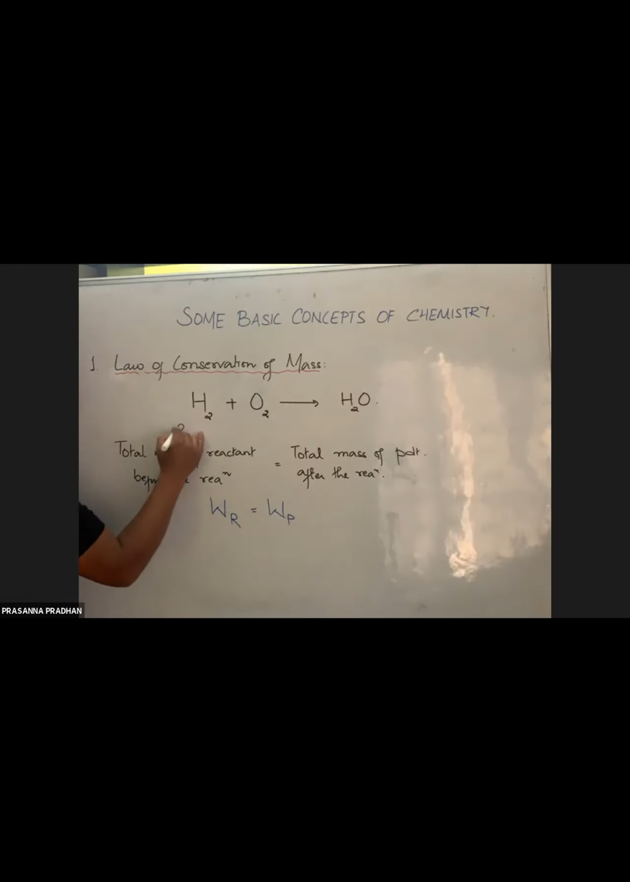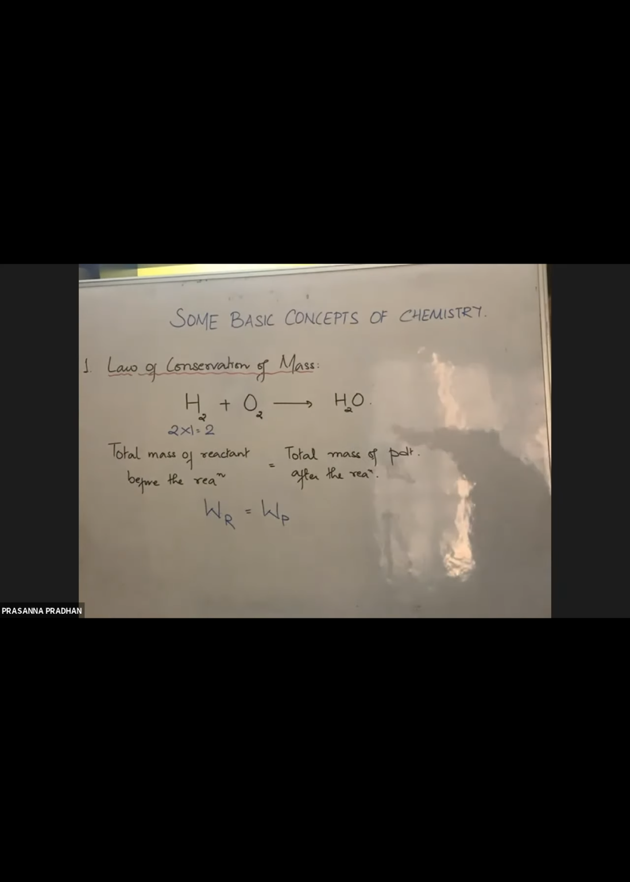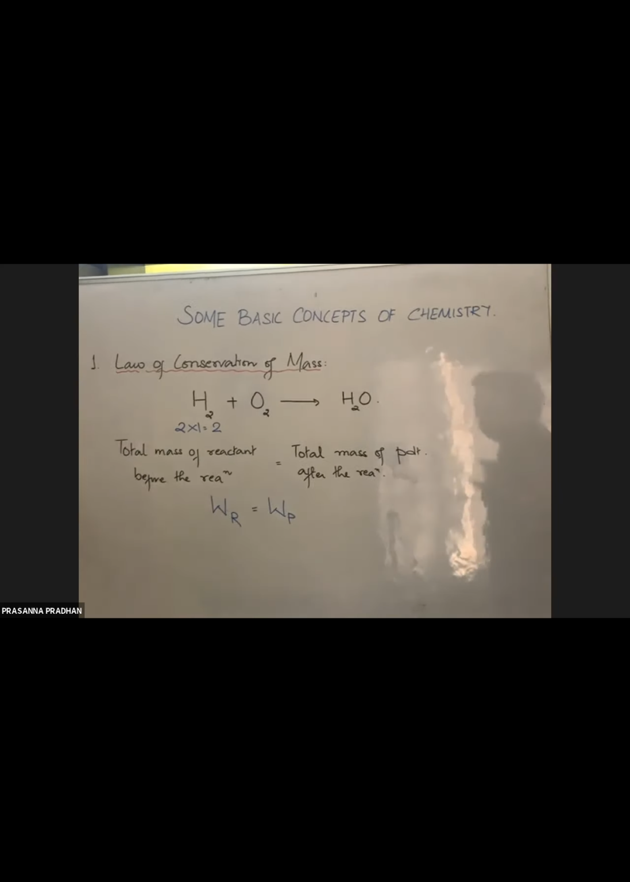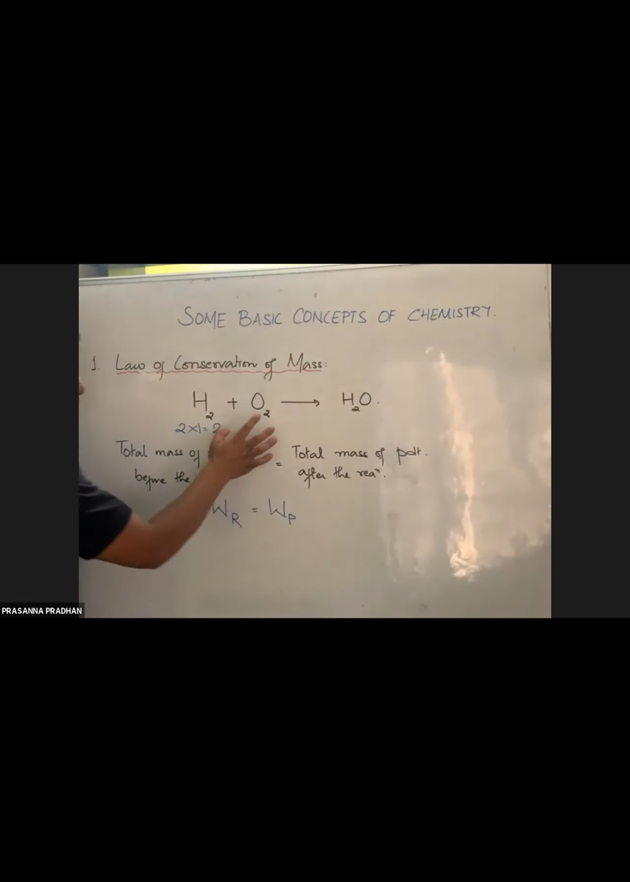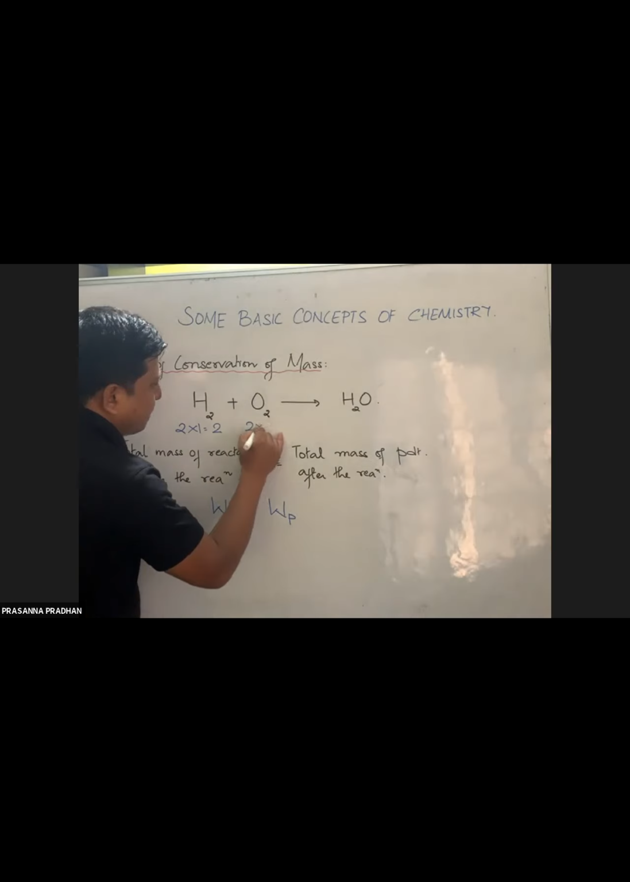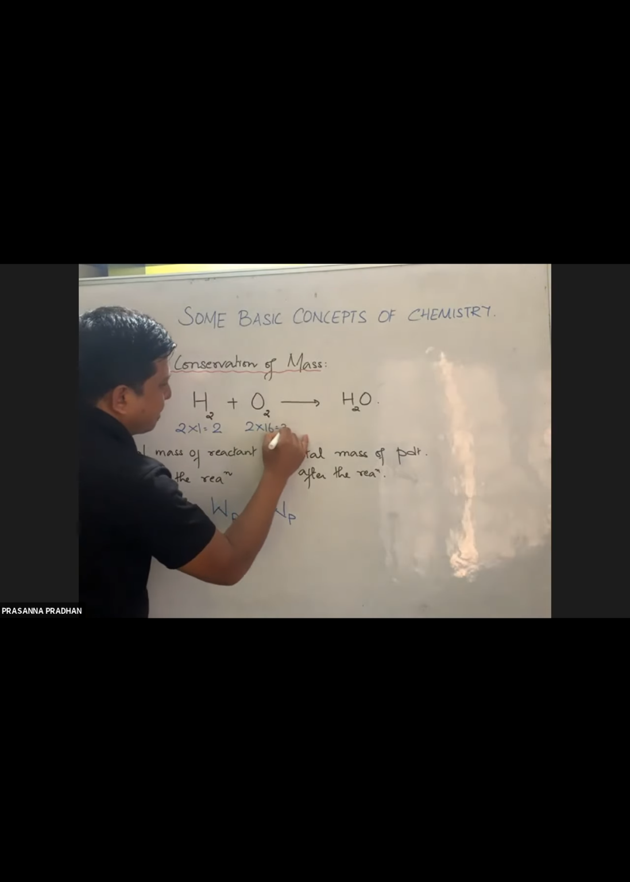One. So the atomic mass of hydrogen is 1. How many atoms are there? 2. So 2 into 1 equals 2. I'm not balancing the chemical reaction. I have not balanced it here. What was the atomic mass of oxygen, guys? 16. Excellent. So 2 into 16 equals 32.